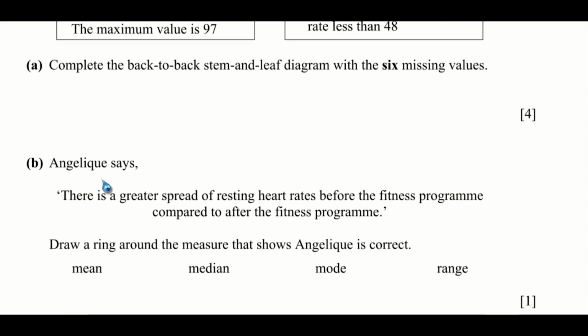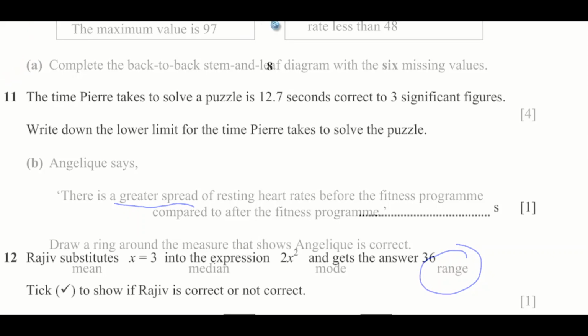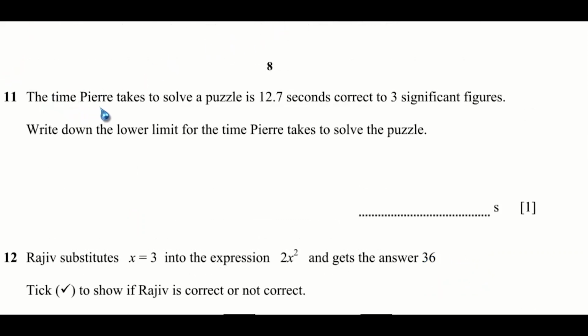Part B, Angelique says there is a greater spread of resting heart rate before the fitness program compared to after the fitness program. Draw a ring around the measure that shows Angelique is correct. If you want to know how data spread, we are talking about the range. Okay, so let's go to the next question. That will be question 11. The time Pierre takes to solve a puzzle is 12.7 seconds, correct to 3 significant figures.